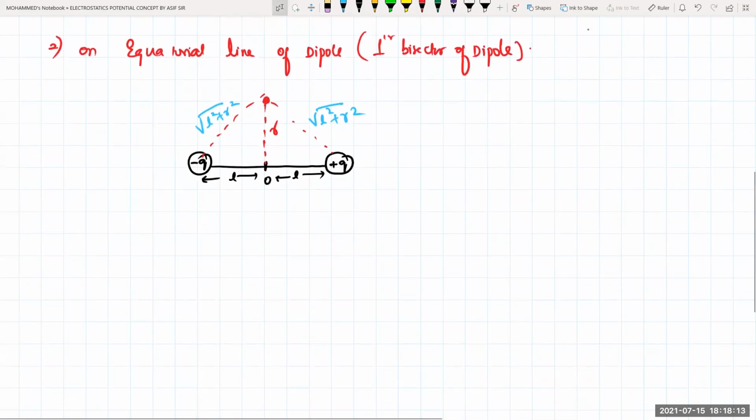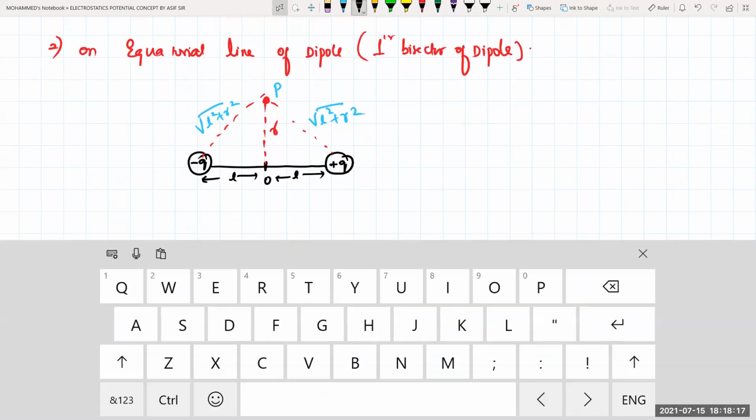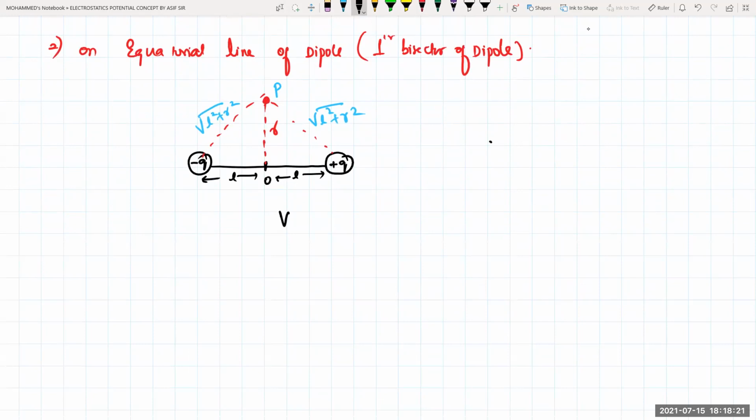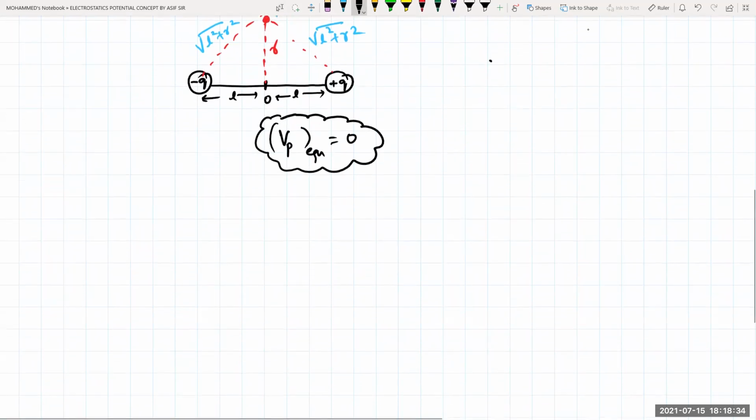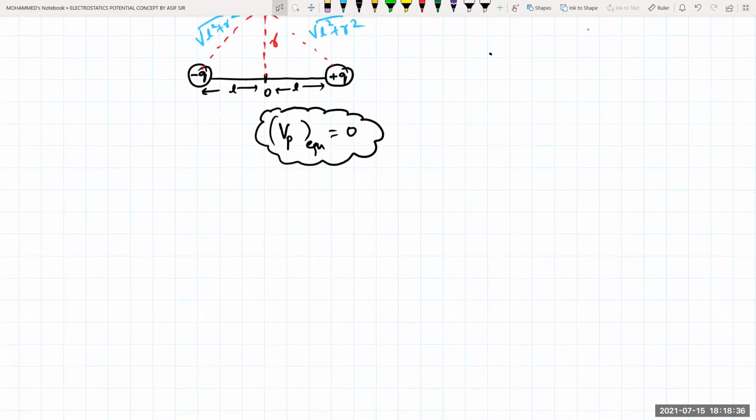Now potential at this point P, this is your point P. On the equatorial position, the potential is always equal to 0. Try to remember this one. No need of derivation, try to remember it directly, because that will be an equipotential, equidistant from both of the surfaces.